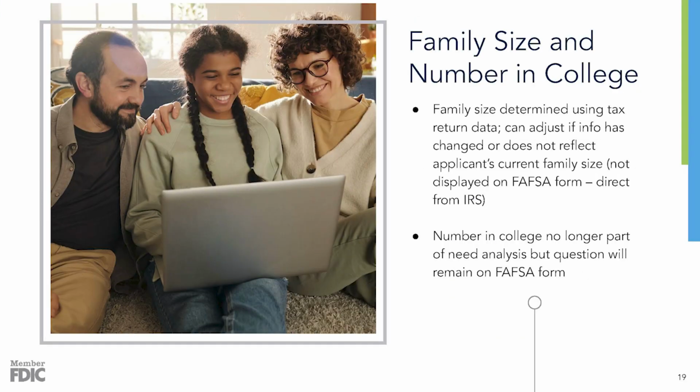One thing that is new on the Free Application for Federal Student Aid for the 24-25 year is the reporting of family size. The family size will be taken directly from the income tax return data. If that is not correct or does not represent the current family situation, there will be a chance to correct that later on. There will be a request for the number in college, but it is no longer a part of the formula as it has been in the past.